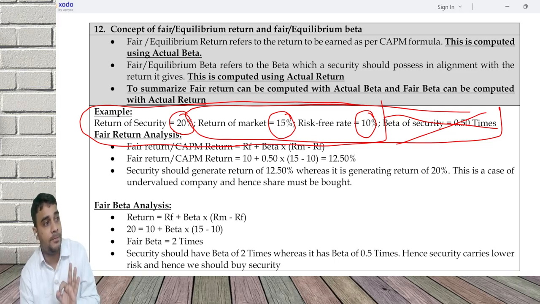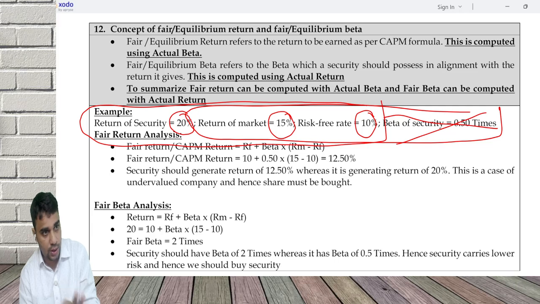What is the actual beta? 0.5. So my beta should have been 2 times, but beta is only 0.5. I carry lesser risk than what I should have carried. Or other way, I earn higher return than what I should have earned. Both approaches, my answer is that it is a good company.